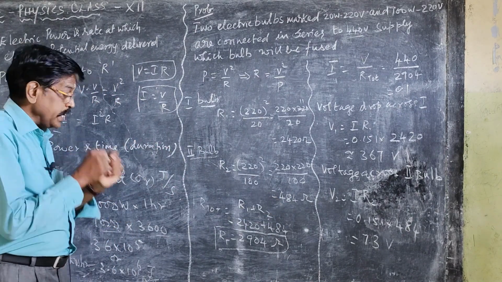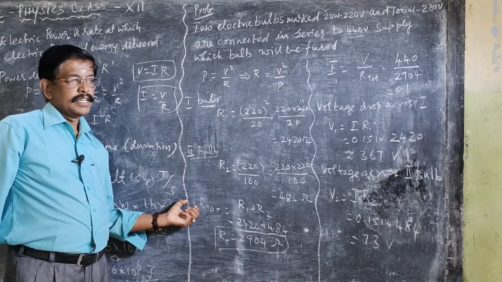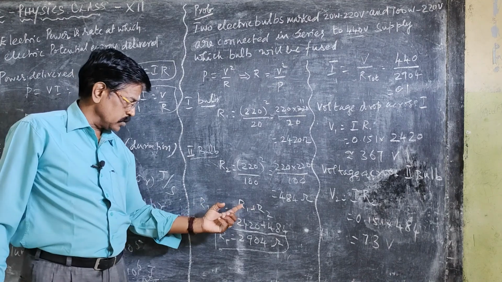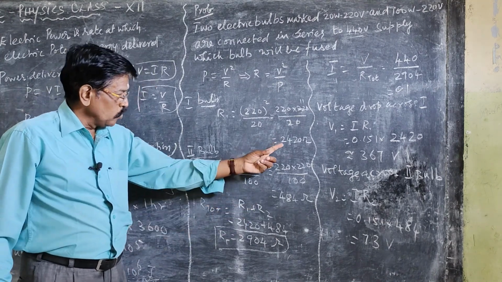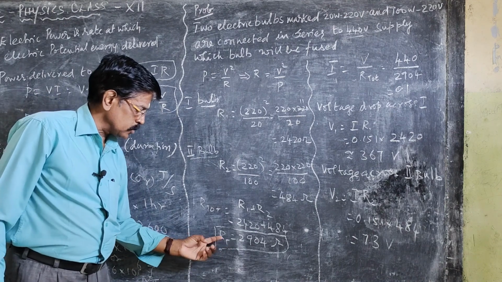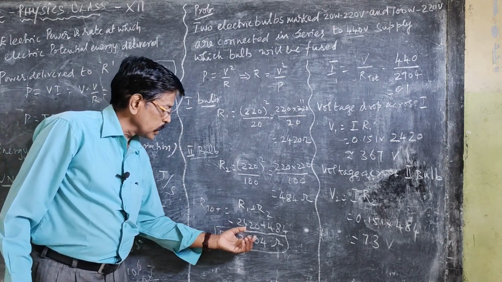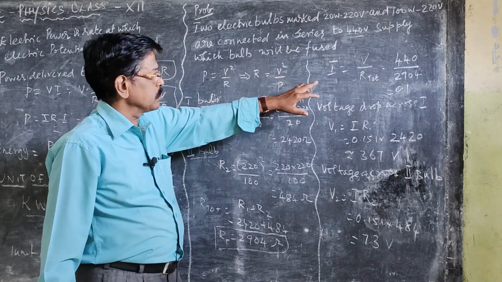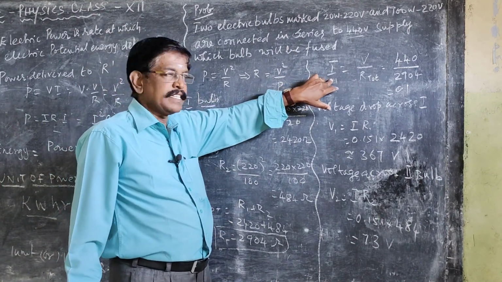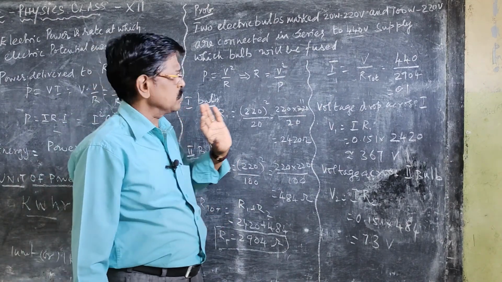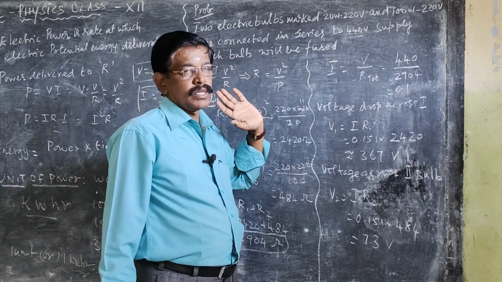Now you find the total resistance. The combination is series combination. Two bulbs are connected in series, R1 plus R2. So 2420 plus 484, what I will get is the total resistance is 2904 ohm. Then the next step is you have to find the current. Current formula is what? The basic formula is Ohm's law, isn't it? I equal to V by the total resistance.